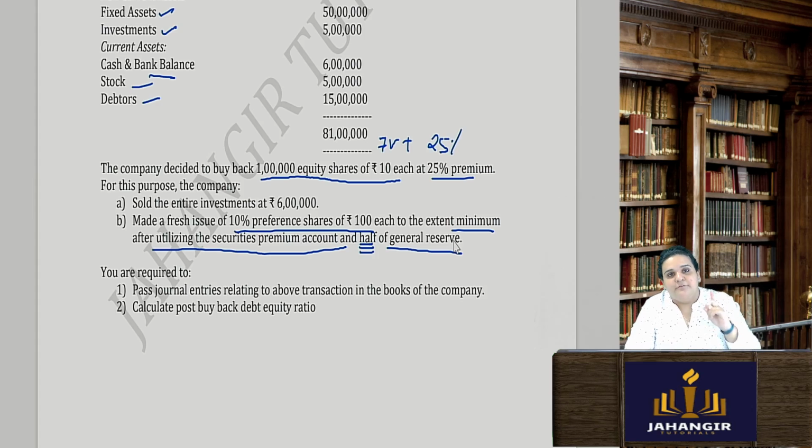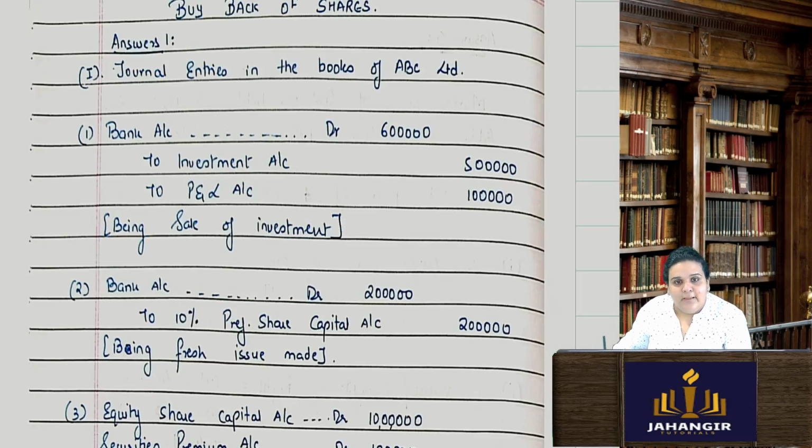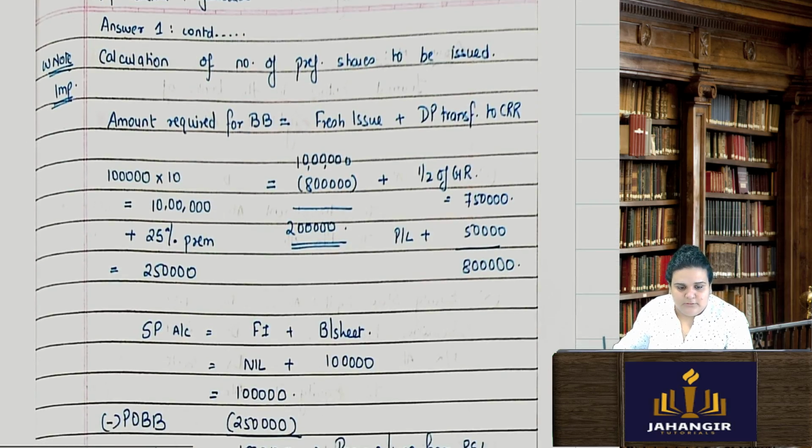Okay, so for the fresh issue they are telling me that to the extent minimum do the fresh issue as minimum as possible. So we have to first journalize the transaction, and lastly calculate the post buyback debt equity ratio. ठीक है. Okay, I'll first take you all to the working note.